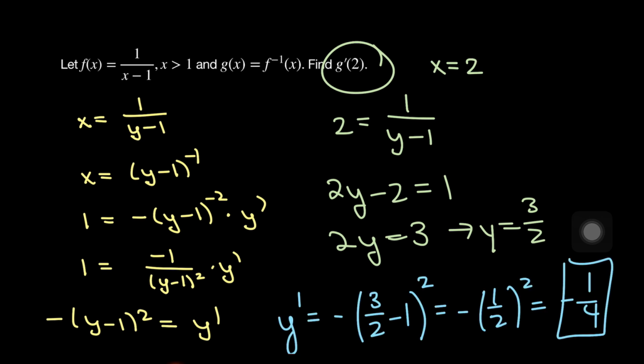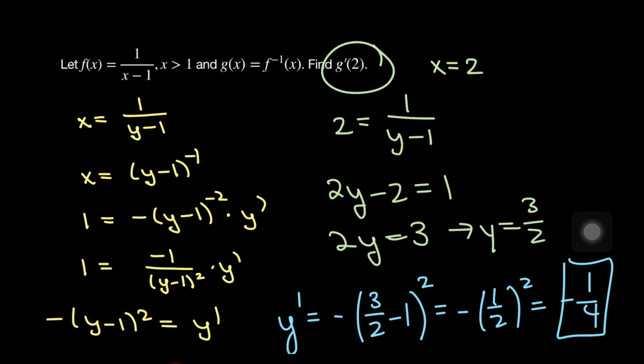And so finally, to get my derivative, I'm going to take y equals 3 halves and plug that into my expression for my derivative. I get negative 3 halves minus 1 squared. That's going to be negative 1/2 squared, or negative 1/4. And there's my solution.